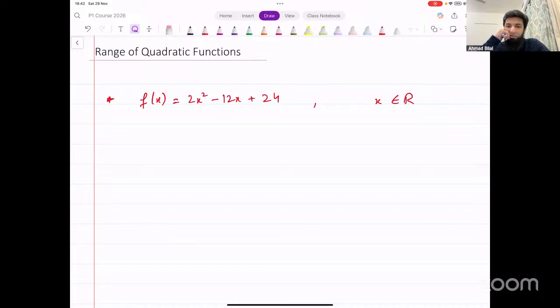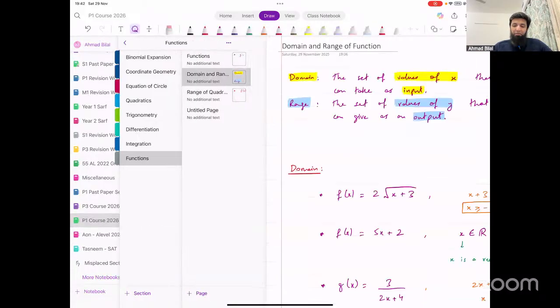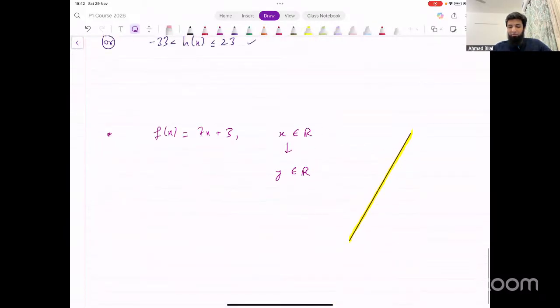All real values? No, not all real values. So for linear function, remember it was all real values because it was a straight line function. And in a straight line, you could go as high as possible, as low as possible. So in that case, there was no restriction. So the range was also all real values.